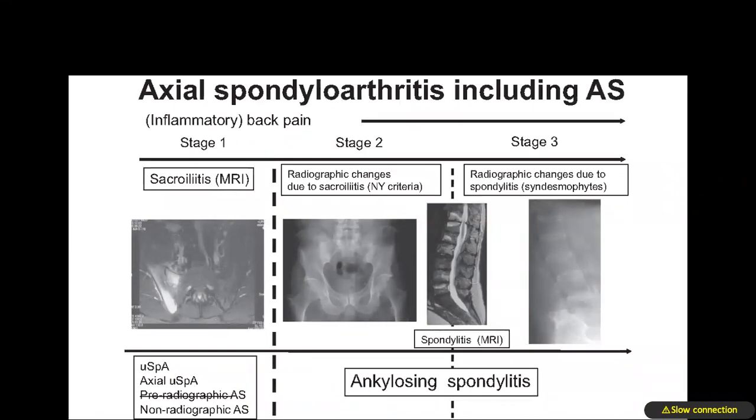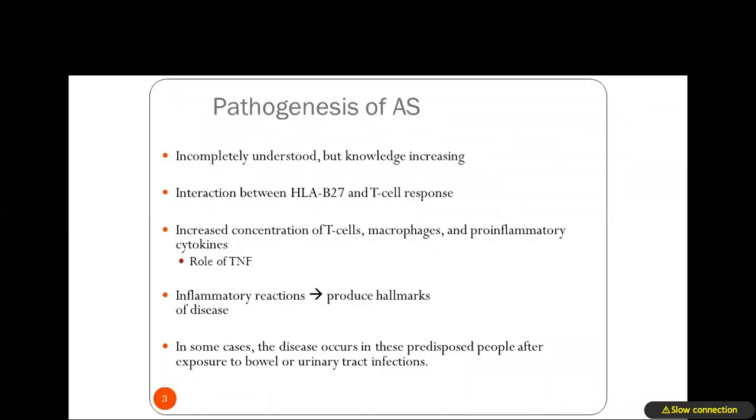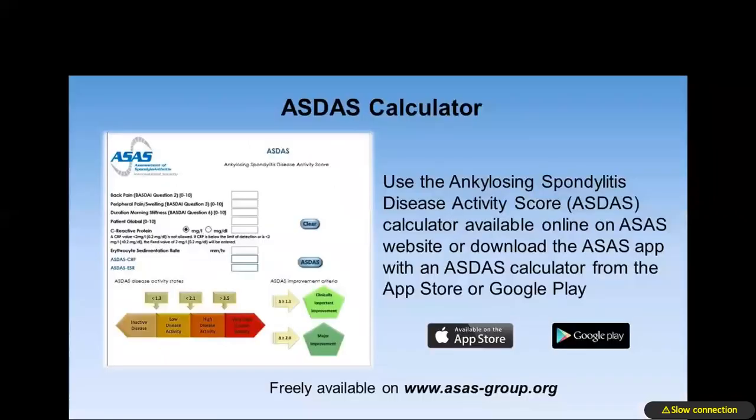So you know that you start off with inflammatory back pain, which generally first shows up only on MRI. As time goes on, you see small X-ray changes, and in time, the whole spine gets fused. So we know that there are multiple molecules which are involved in the pathogenesis of ankylosing spondylitis. I will not go through it too much because we have discussed it in a lecture.